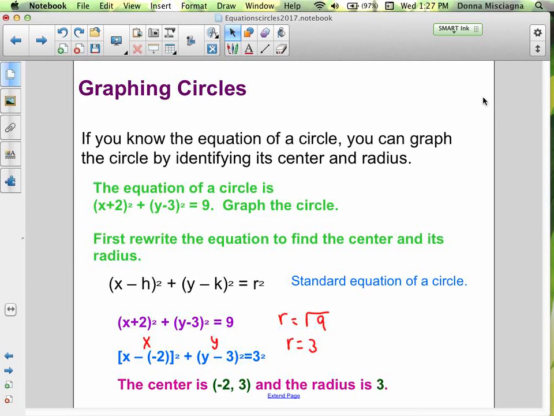So, graphing circles is what we're looking at today. If you know the equation of a circle, you can graph the circle by identifying its center and radius. So, we have the equation (x + 2)² + (y - 3)² = 9. We're going to graph it.